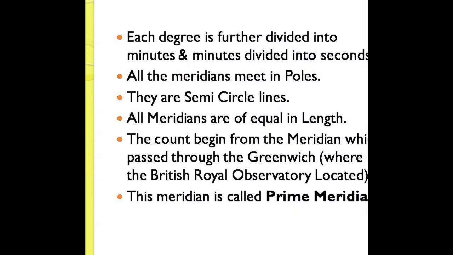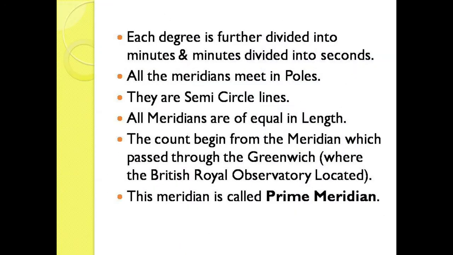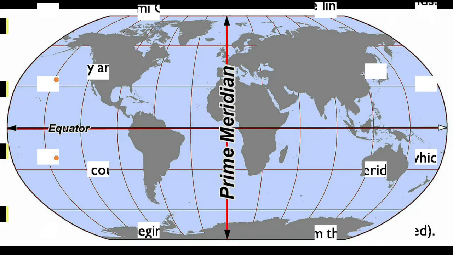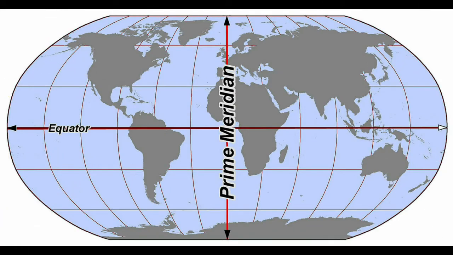All the meridians meet at the poles. They are semicircle lines. All meridians are equal in length. The count begins from the meridian which passes through Greenwich, where the British Royal Observatory is located. This meridian is called the prime meridian. Its value is 0-degree longitude.